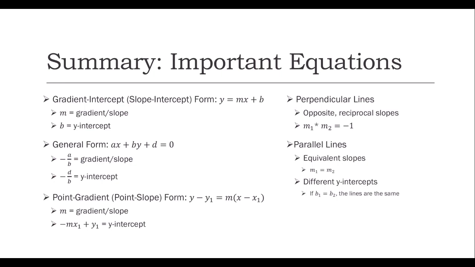With perpendicular lines, we have the opposite reciprocal slopes, so m1 times m2 equals -1. And for parallel lines, we have equivalent slopes where m1 equals m2, but different y-intercepts, because if b1 equals b2, then the lines are the same lines.